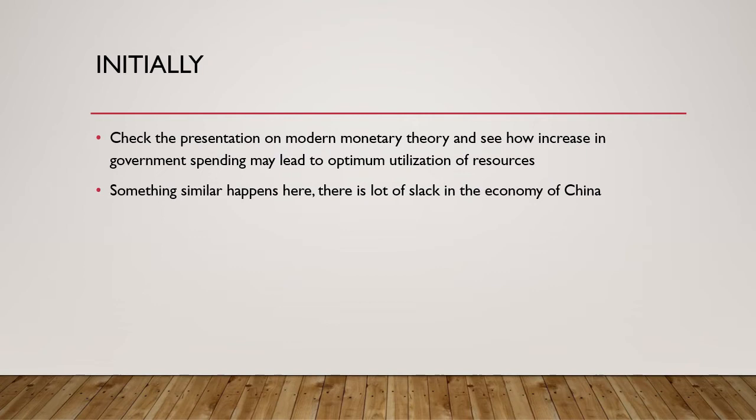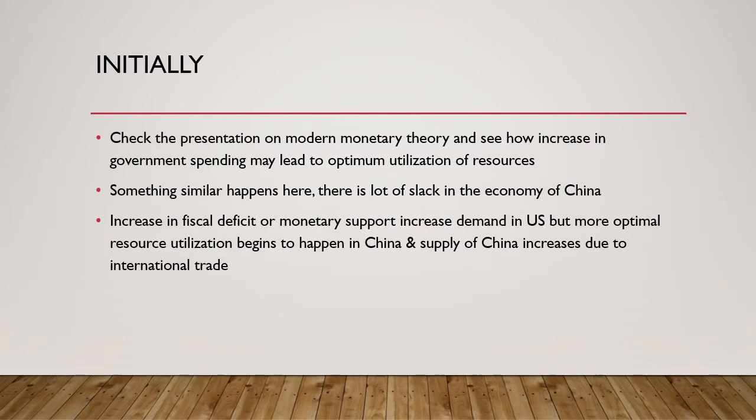That is, because of the lack of resources in China, the optimum utilization of resources because of government spending in US will start to happen in China. So, when the government in US increases its fiscal deficit, or for that matter monetary support by the central bank, the demand in US will rise. And this demand will be catered to not by domestic production in US or very little by domestic production in US, but through the increase in supply of goods and services from China due to the international trade.